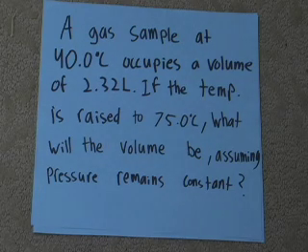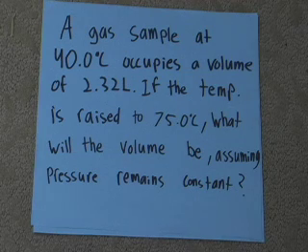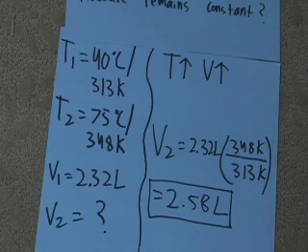A gas at 30.0 degrees Celsius occupies a volume of 2.32 liters. If the temperature is raised to 75.0 degrees Celsius, what will the volume be, assuming that pressure remains constant? The initial temperature is 30 degrees Celsius. You add 273 to this to get 303 Kelvin. The final temperature is 75 degrees Celsius, or 348 Kelvin. The initial volume is 2.32 liters, and the final volume is what we're trying to find.